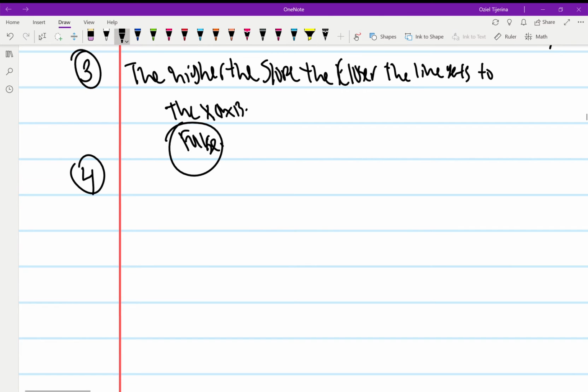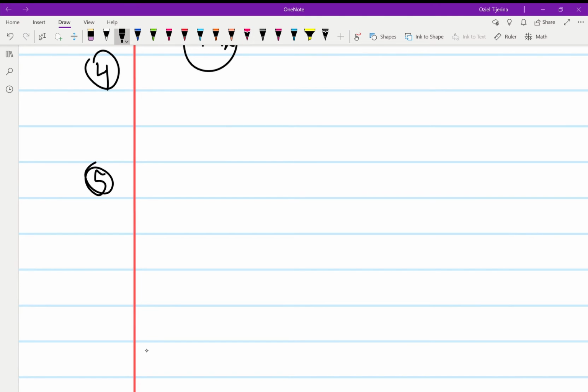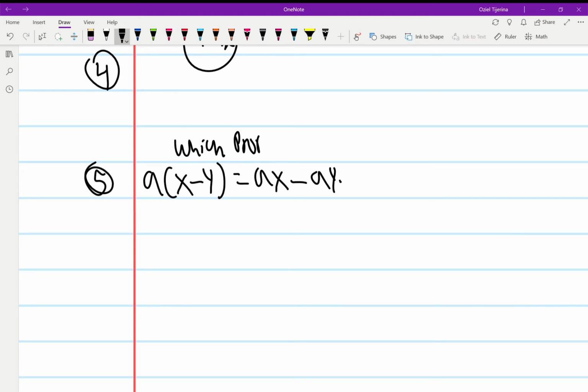For number 4, and I'm trying to go as quickly as I can for these. So for this one, number 5, it says a times the quantity x minus y equals ax minus ay. So which mathematical property does this represent?